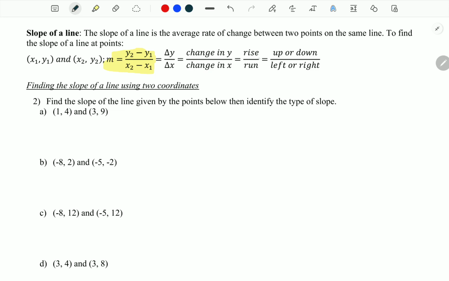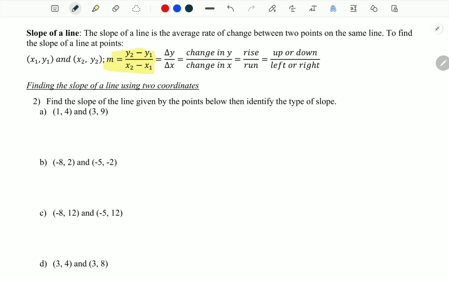The change in y is the rise. If this value is positive, you're moving up. If this value is negative, you're moving down. The run means you move left or right. If the value in your denominator is negative, you move to the left. If the value in your denominator is positive, you move to the right.